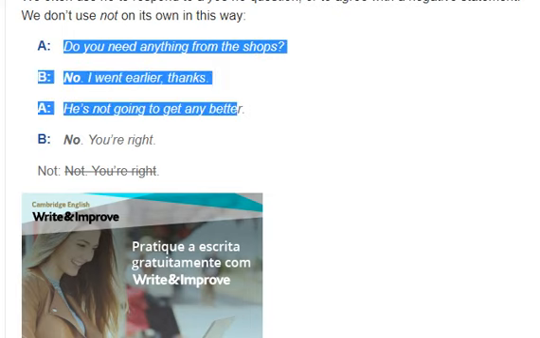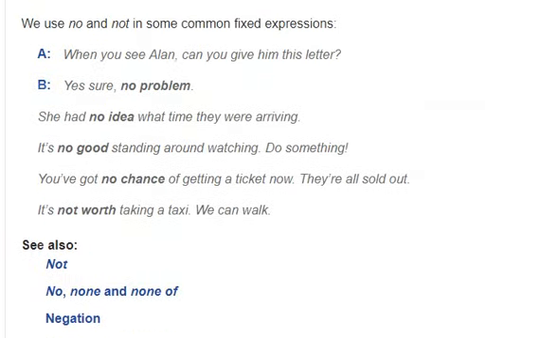In English. He is not going to get any better. No, you're right. Então, he is not going to get any better. Você falou no, tá concordando, não tá desconcordando. Ou não tá falando contra a frase. Você está concordando nesse sentido. Então, você vai falar not, he's not going to get better. Not, você vai falar no. Você tá certo.